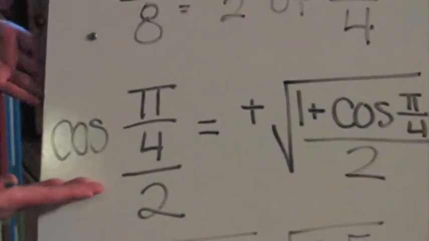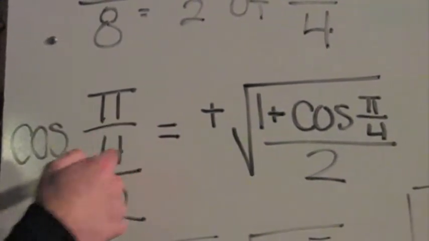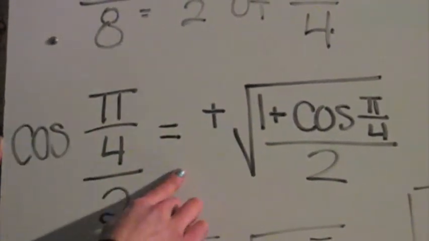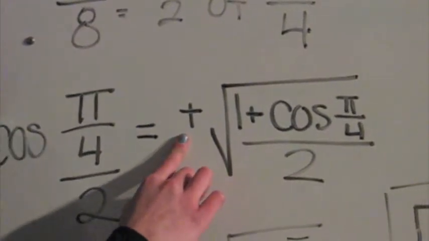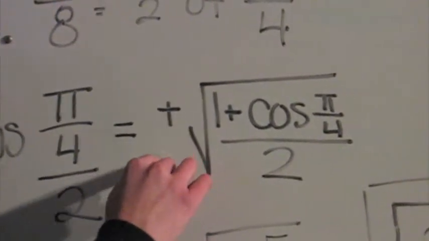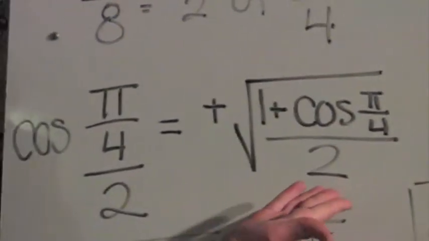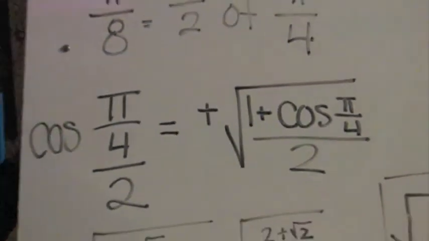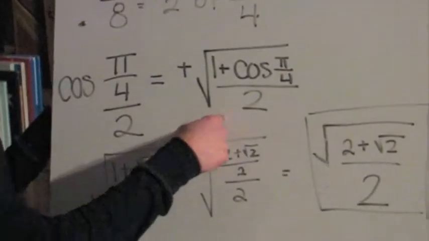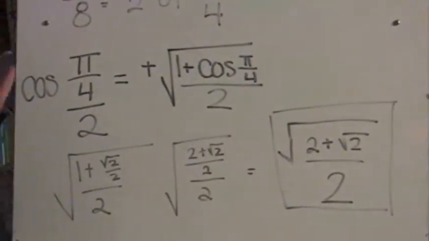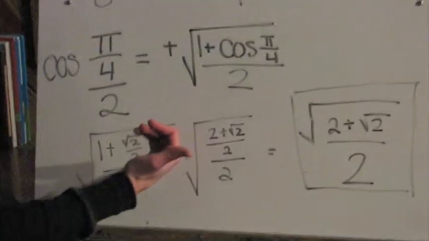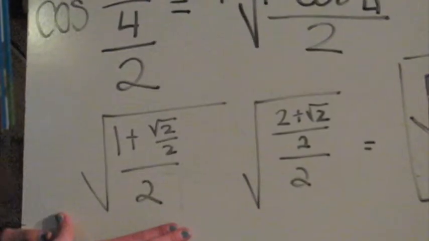So here we have cosine of pi over 4 over 2 equals plus, because it's in the first quadrant, square root of 1 plus cosine pi over 4, all over 2. And then you proceed to find out what cosine of pi over 4 is, which is root 2 over 2. Then you're going to simplify this.